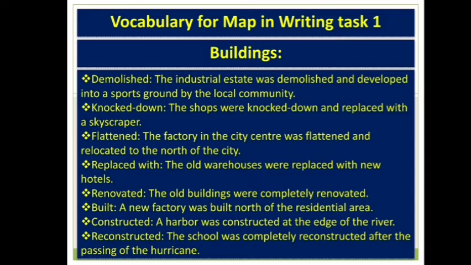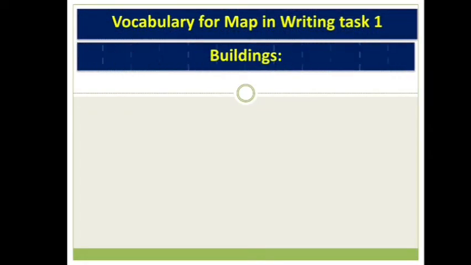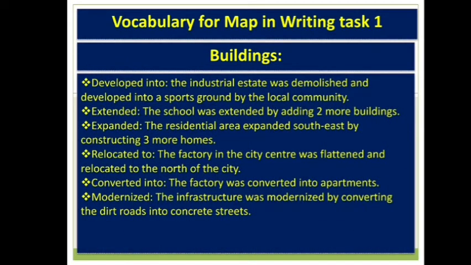So these kinds of words we are using, and let's see some more words related to buildings. We are talking here about vocabulary for map, writing Task 1, where we have to write 150 words. So the next word is developed into. The industrial estate was demolished and developed into a sports ground by the local community. Developed into means to change the facility provided in a particular area into other facilities. So the industry was removed and a sports ground was built there. So we can say developed into.